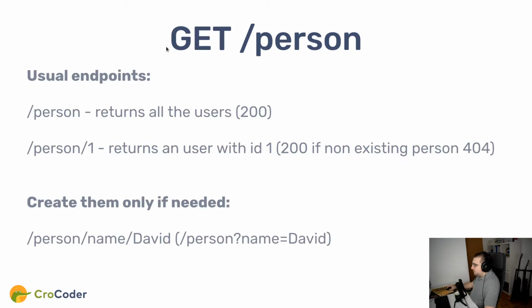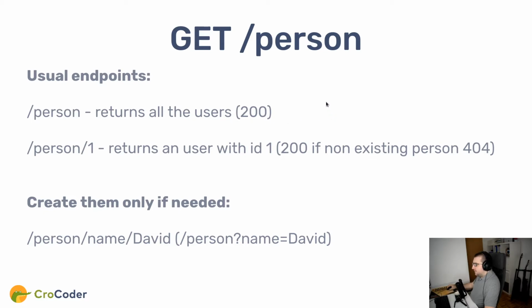So let's talk about get person. I created the usual endpoints, and you should create them only if needed. The usual endpoints that you always want to create are /person and /person/1, let's say. In this example, it actually returns all persons or all people. Okay, I wrote it wrong here, I will fix this. /person returns all people, and it returns 200 if this goes well.